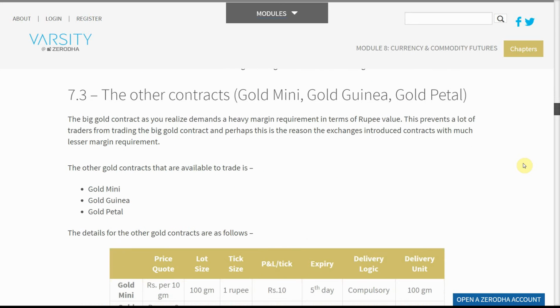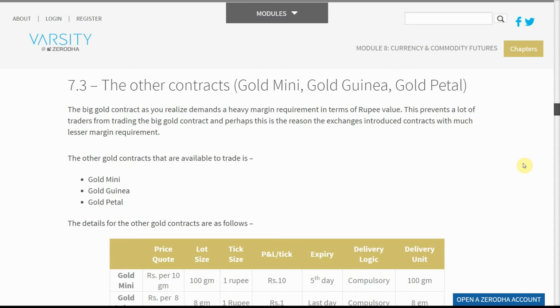7.3 The other contracts: Gold Mini, Gold Guinea, Gold Petal. The big gold contract, as you realize, demands a heavy margin requirement in terms of rupee value. This prevents a lot of traders from trading the big gold contract, and perhaps this is the reason the exchanges introduced contracts with much lesser margin requirement. The other gold contracts that are available to trade are Gold Mini, Gold Guinea, Gold Petal. The details for the other gold contracts are as follows.